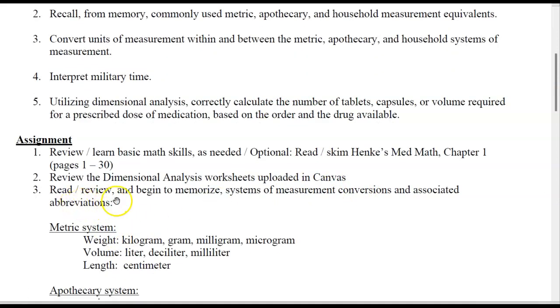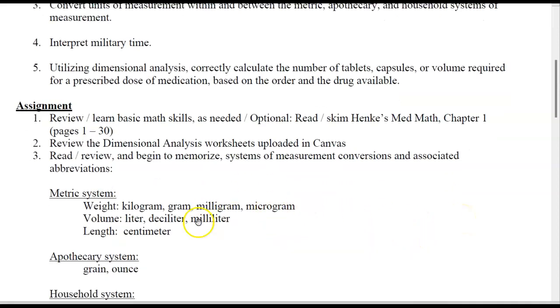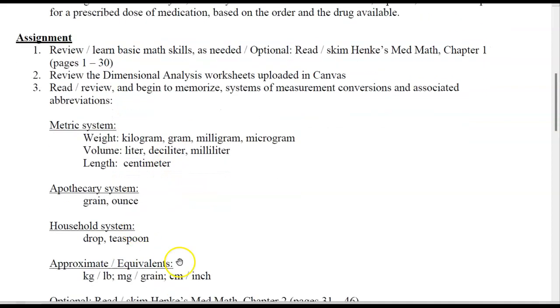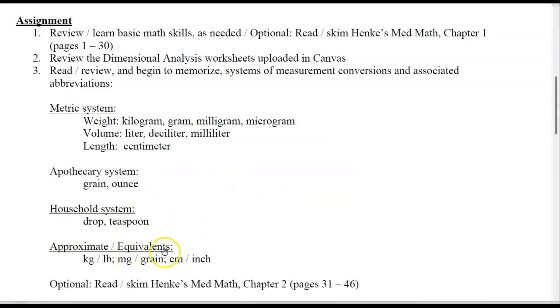Number 3, read or review and begin to memorize systems of measurement conversions and associated abbreviations. So for the metric system, you have your weight. So we want you to know kilogram, gram, milligram, microgram. Volume, liter, deciliter, and milliliter. And length, centimeter. Apothecary system, grain and ounce. Household system, drop and teaspoon. And we want approximate equivalents of kilograms to pounds, milligram to grain, centimeter to inch.